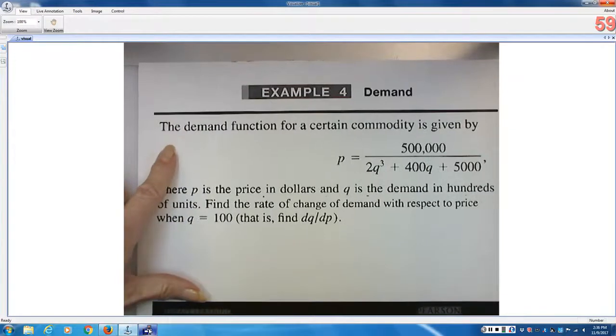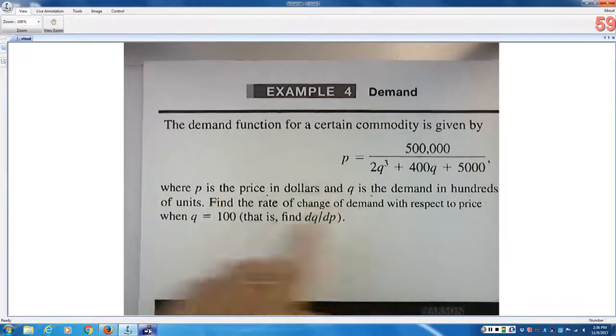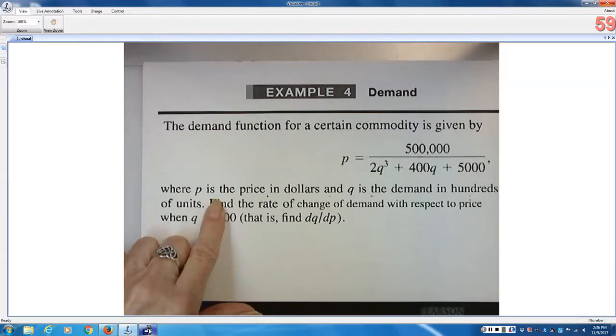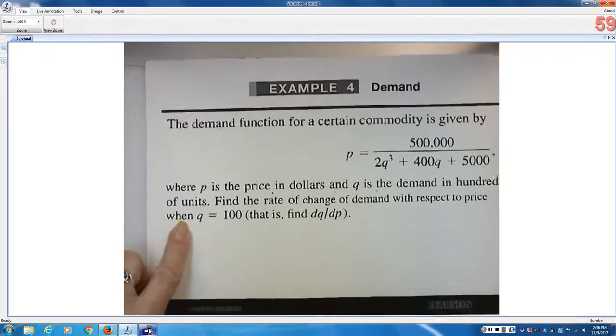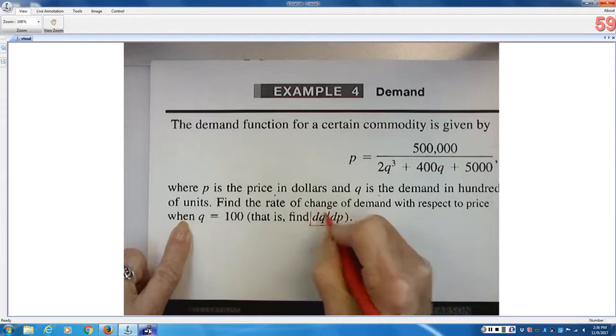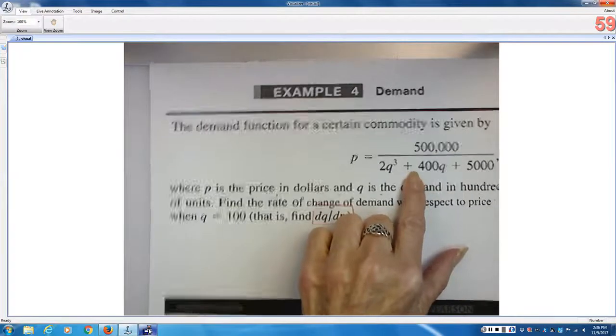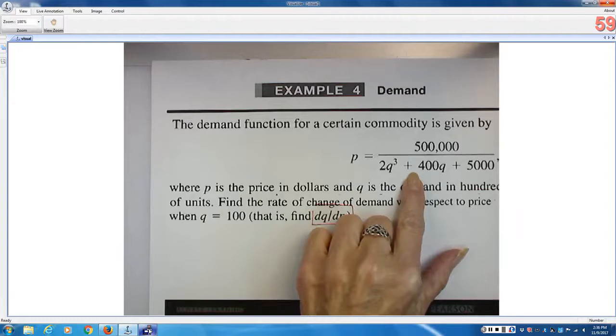The demand function for a certain commodity is given by this. P is the price in dollars and Q is the demand in hundreds of units. Find the rate of change of demand with respect to price when Q is equal to 100. And notice that it says find dQ over dP. That means this needs to be solved for Q.